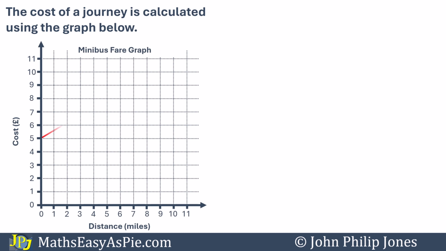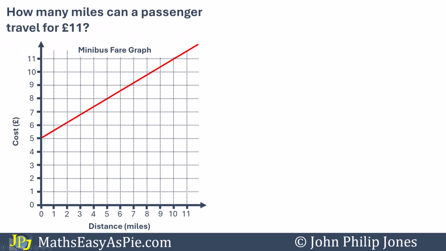The cost of a journey is calculated using the graph below, and you can see the red line is the plot. We are asked how many miles can a passenger travel for £11. The y-axis marks off the cost in pounds.